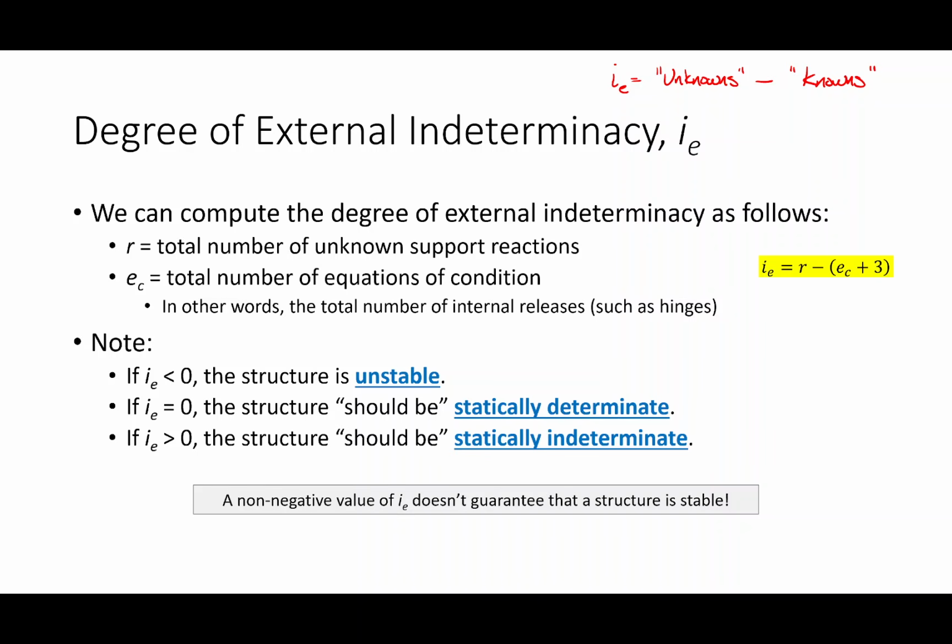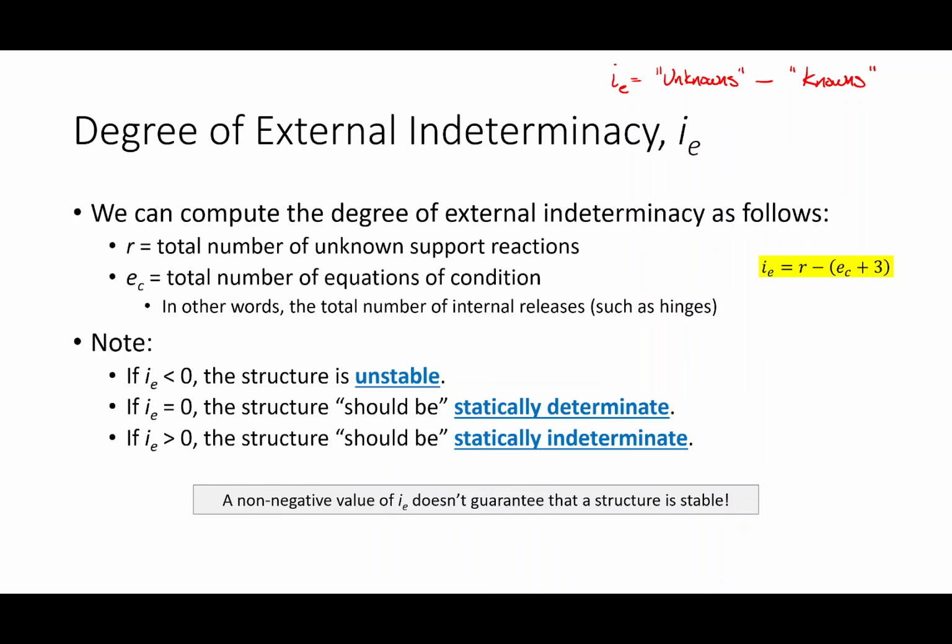That I_E equals the unknowns minus the knowns. In other words, I am comparing how many unknown quantities I have to how many known quantities I have. So what are the unknowns in this case? The unknowns are R, R being however many support reactions I have in the system. And again, I'm looking externally at the system as a whole. What about the knowns? Well, I propose that the term knowns is E_c plus 3.